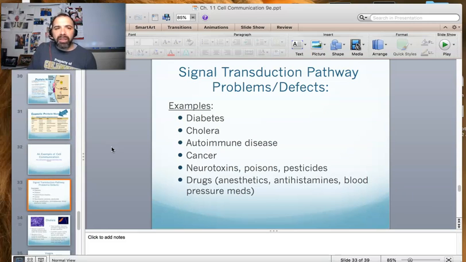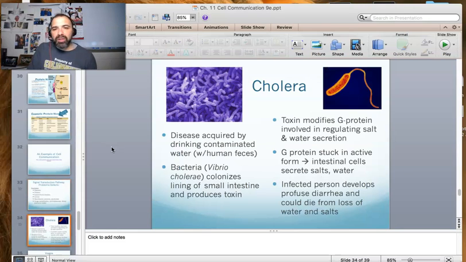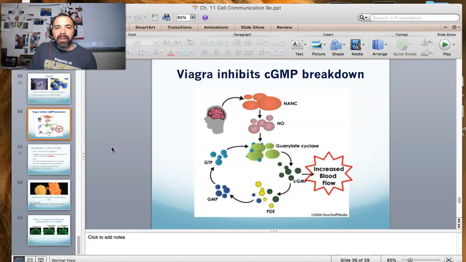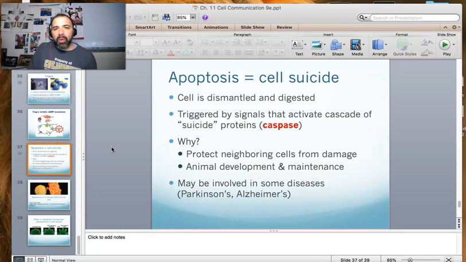Those are some examples of cell communication, but what we're also going to be talking about, and what you're going to be doing the activity for, is signal transduction problems or defects. Things like diabetes, cholera, autoimmune disease, cancer, neurotoxins, poisons, and pesticides all can disrupt the signal transduction pathway, and so can drugs, like anesthetics, antihistamines, blood pressure meds. There's cholera. You can pause. I'm not going to expect you to know the specifics of each of these. Viagra, how that works. And then, of course, apoptosis is cell suicide. Essentially, it's where the cells break down, and that's all due to cell communication.